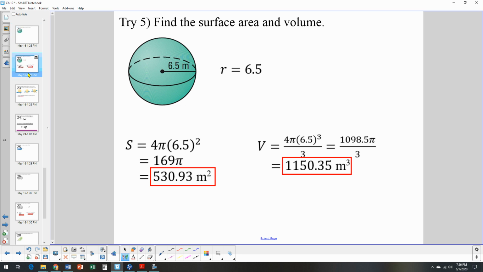All right, for this try, the radius was 6.5. The surface area was 530.93 square meters. The volume was 1,150.35 cubic meters.